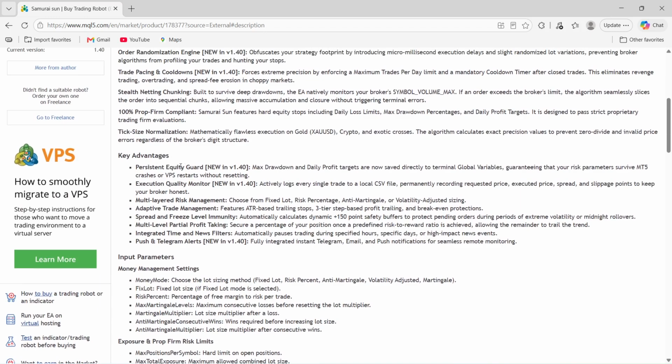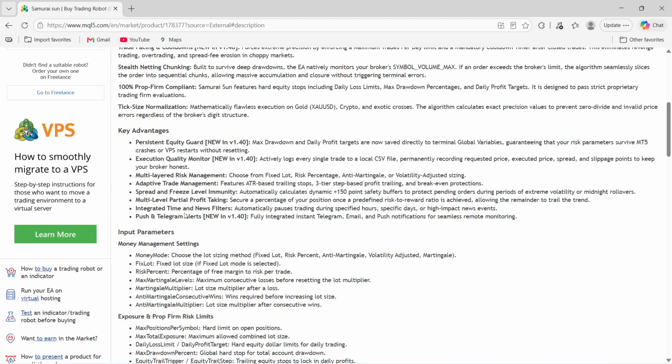You can see persistent equity guard. Max drawdown and daily profit targets are now saved directly to terminal global variables, guaranteeing that your risk parameters survive MT5 crashes or VPS restarts without resetting. We also have the execution quality monitor, which actively logs every single trade to a local CSV file, permanently recording requested price, executed price, spread, and slippage points to keep your broker honest.